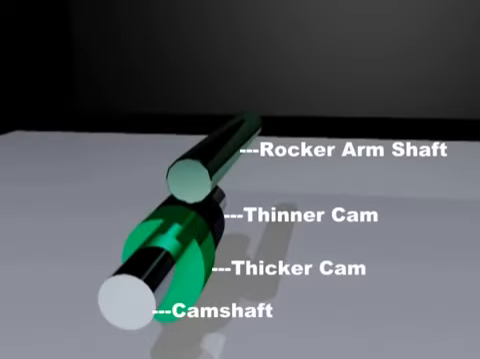The objective of the following animation is to give a schematic representation of the mechanism to be used for obtaining variable valve timing in the inlet valves of the engine. Here we can see the camshaft with the two cam lobes having different cam profiles to be used for the same valve, and the rocker arm shaft above it.